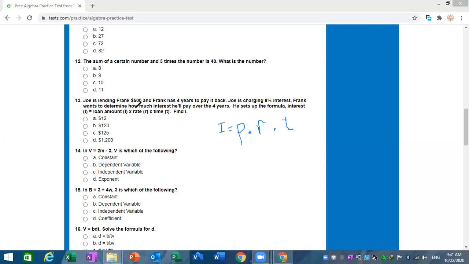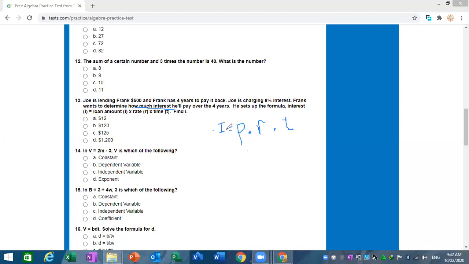The interest. So we will not change anything in the formula, because he's already looking for the interest. Then it will be principal times R times T. Now, what is the principal in this question? $500. Exactly. So the principal is 500.